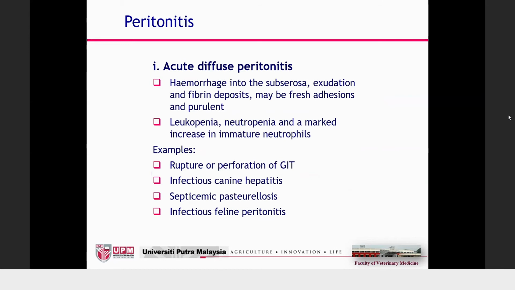Of course, when you do histology, that's not less important. Leukopenia, neutropenia, marked increase in immature neutrophils. So you are able to differentiate because the lesion is quite clear. You have hemorrhage, you have fibrin, as well as suppurative material.